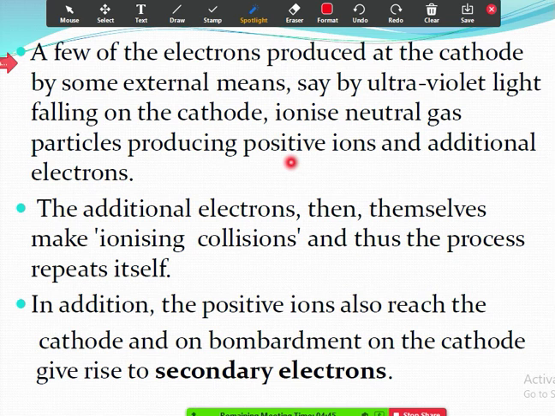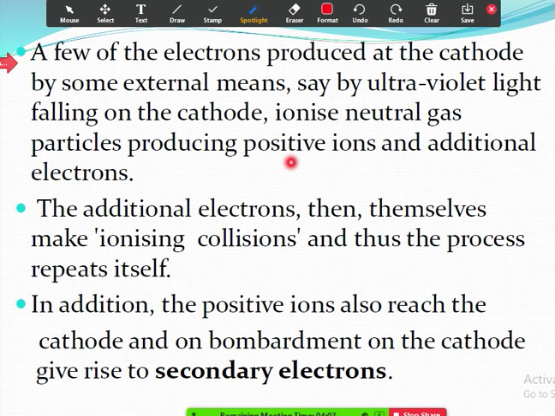So this collision process will multiply, and a large number of electrons are created and a large number of ions are created. These electrons will move towards the anode, and these positive ions will move towards the cathode, because unlike charges attract each other. Thereby electric charges are created, and that causes flow of current. So flow of charges is nothing but current. That is nothing but electric discharge, and that causes breakdown of gas.